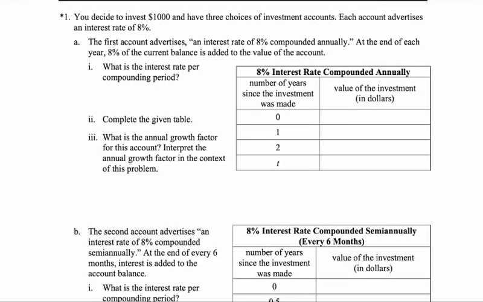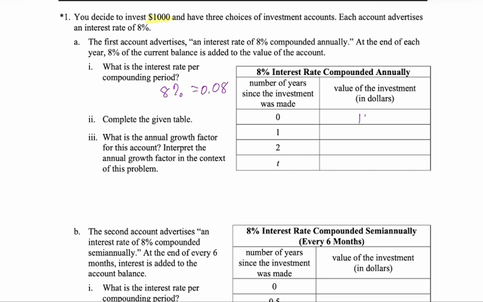Now it says here, you decide to invest $1,000. You have three choices of investment accounts. Each account advertises an 8% interest. Now the first one says it's 8% interest compounded annually. And the second one says it's 8% interest compounded semi-annually, or twice a year, or every 6 months. So let's complete the table for each. Now it says here, what is the interest rate per compounding period? That would be 8%. Remember, that's the decimal 0.08.